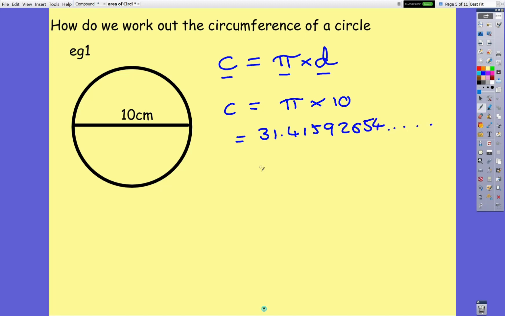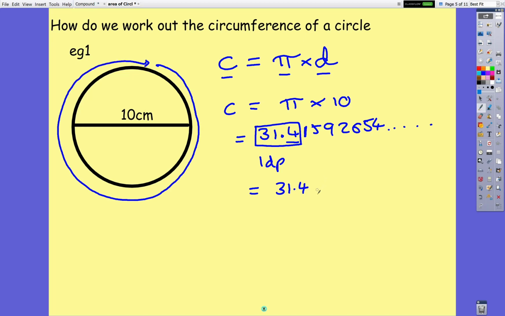Now I only want my answer to 1 dp. So after my decimal, there we go, box around it. Next door neighbour, not interested in any of these other numbers because they're not my next door neighbour. So I'm only interested in this one here. If that was 5 or more, we'd kick one onto this 4 and it would become a 5, but at the moment it's just 31.4. Do not forget your units: circumference is a distance, having to walk all the way around, which is 31.4 centimetres.